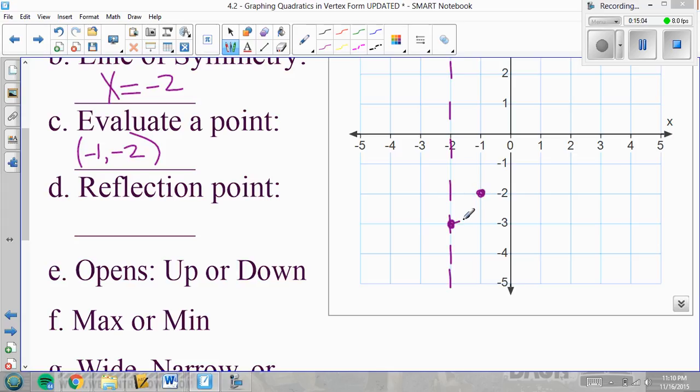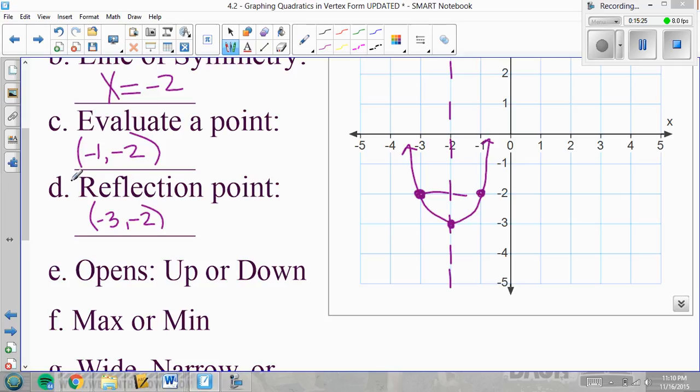And I can draw the right side of my graph. Using my line of symmetry, I can reflect that to the other side. So if I went to the right one, I can go left one. So my reflection point will be (-3, -2).